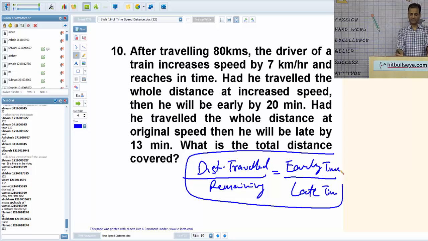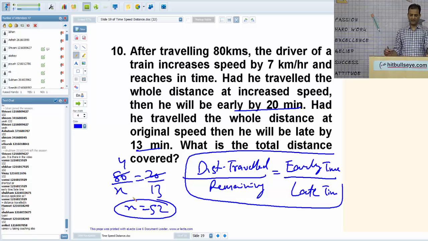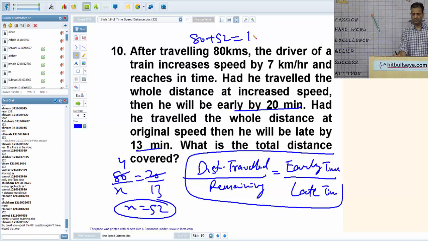What is the distance traveled? After traveling 80, you can apply 80 upon remaining x is equal to early by late. If you have 20 minutes early and 13 late, that means 20 into 4 is 80, so x will be 52. So x is the remaining distance. What is asked is the total distance: 80 plus 52 will be 132. Shivani, you can see the video on YouTube after 2-3 days. Just see this question, a very important question.